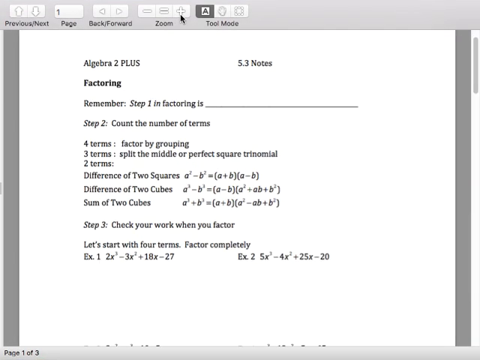So, step one in factoring is to look for a GCF. Sometimes there's a GCF and sometimes there isn't, but we should always look for it. And I'm going to give you a little strategy here. Okay, step one is always look for the GCF.